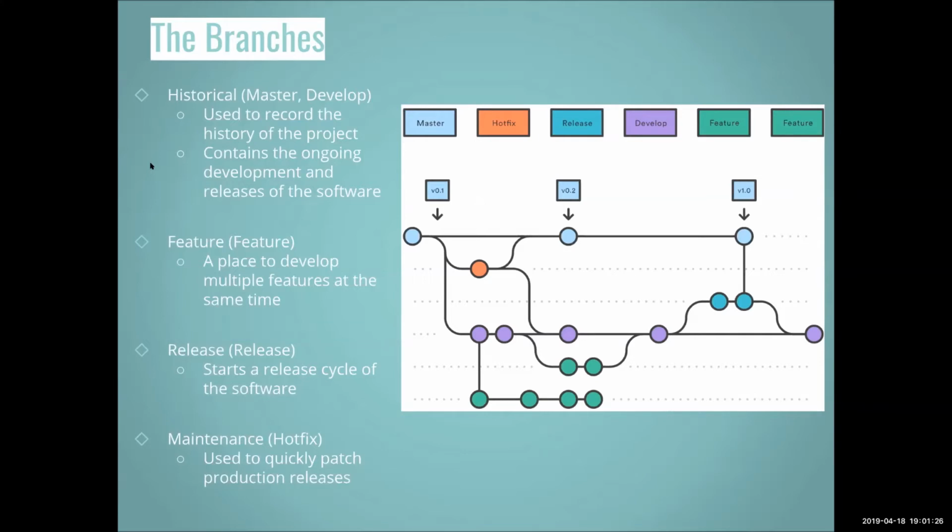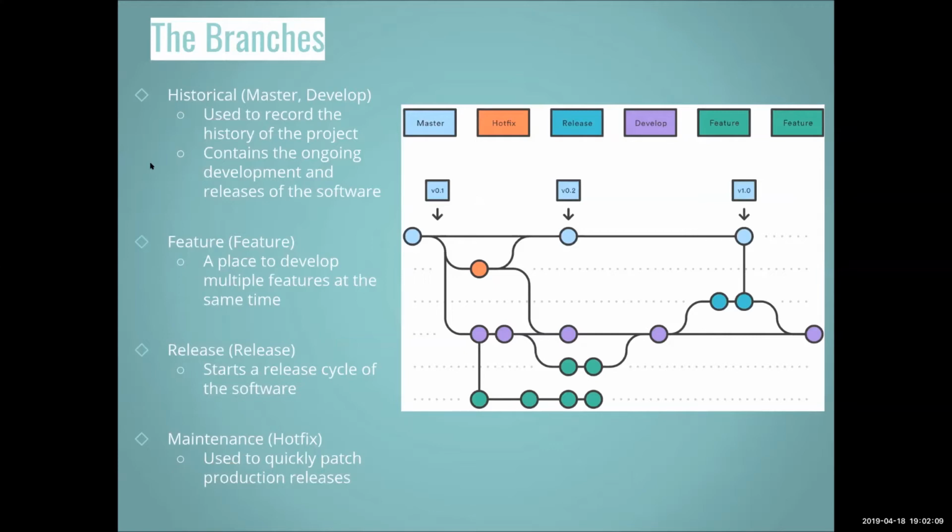Features are used to develop multiple features at the same time. And then releases start a release cycle of software. A release branch doesn't live long. With a GitFlow release, you start a release version of software, make a couple of adjustments to what's called a change log, and then you release it. It might take 10 minutes, 15 minutes, or an hour to do your release. They typically don't last long. Whereas with features, you can create a feature branch. It's temporary in nature, but it might go on for weeks, months, or a day. So that's the concept there.